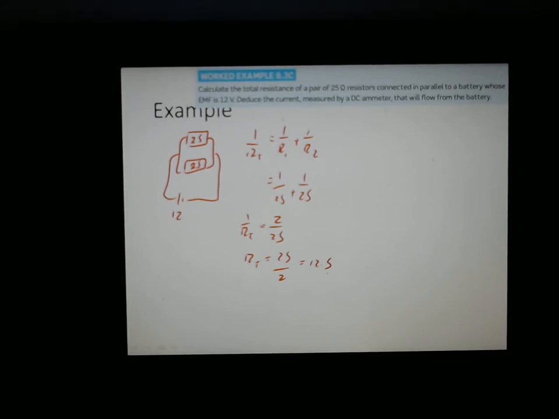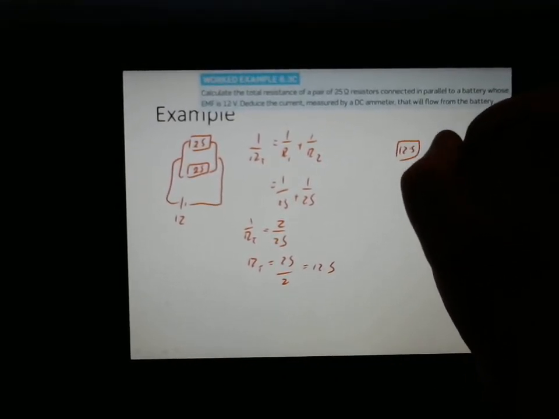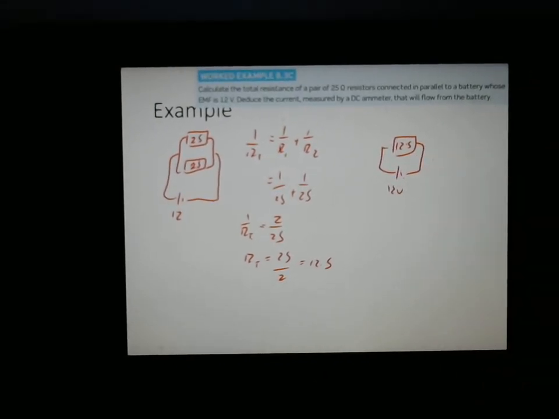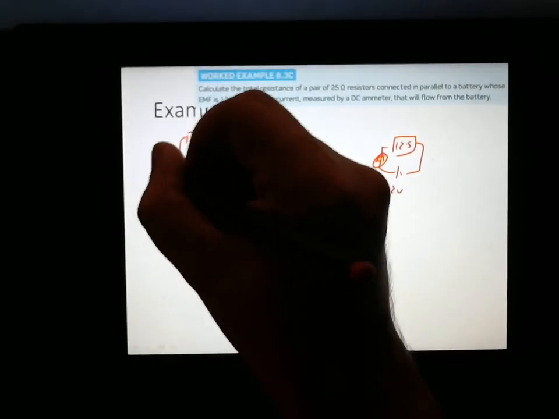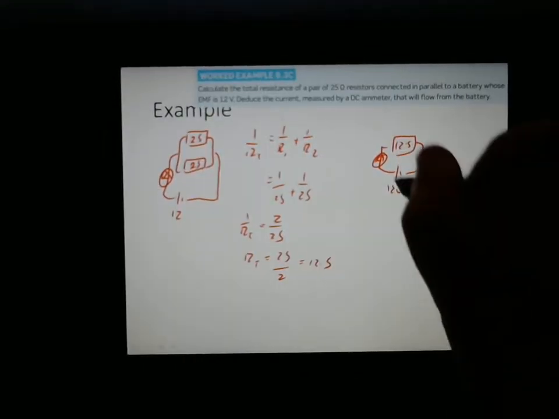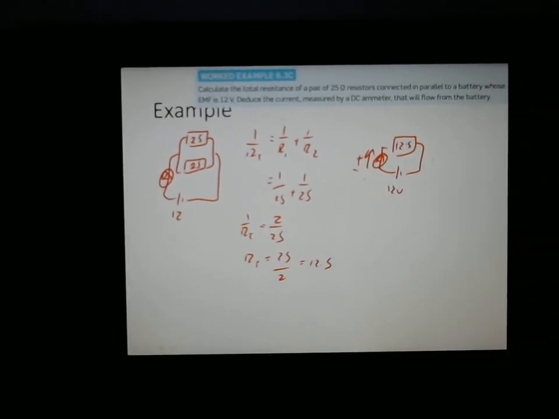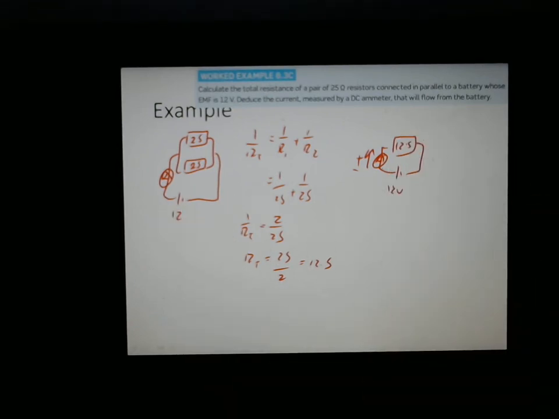Now, our next step is, well, if I redraw this 12.5 ohm resistor with the battery at 12 volts, because remember, these are equivalent, these are the same things, they will behave the same. If we slap an ammeter here, and we could have slapped an ammeter here as well, what is the current that is flowing through that point? That's what it's asking us to work out. Here we've got flow from the battery. Just assume that the ammeter is right next to the battery.